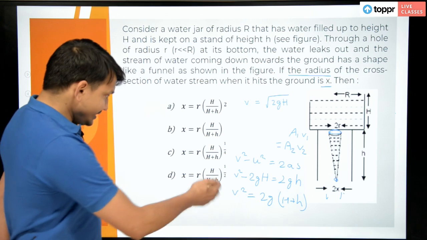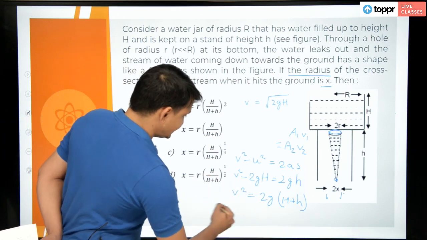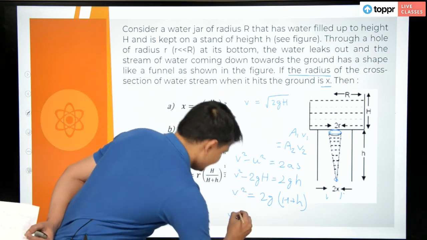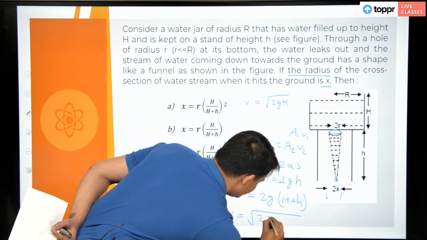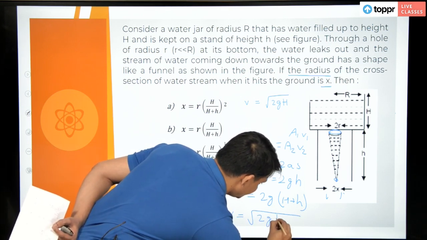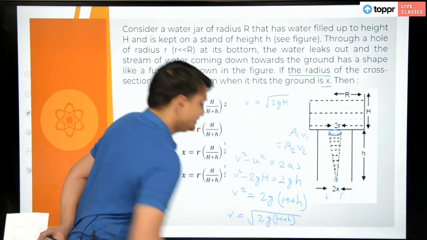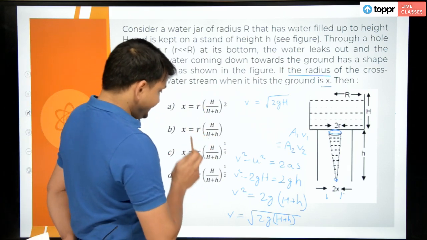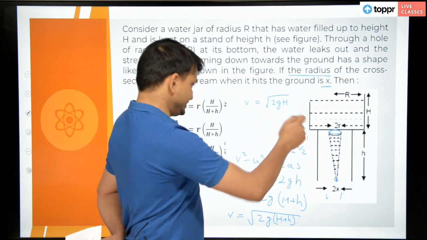Now if you take the square root of both sides, we get v equals the square root of 2g times (capital H plus small h). We have v here for this point, and we have v here for this point.